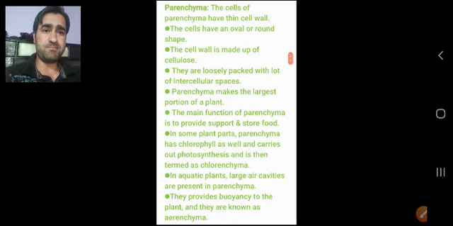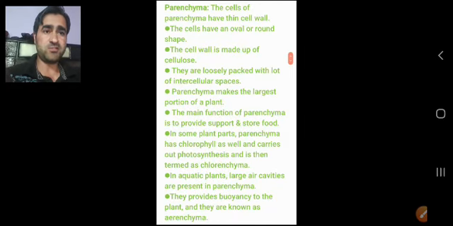The main function of parenchyma is to provide support. It not only provides support to the plant body, but it also helps in the healing and repair of tissues, and also stores food. As I showed you, there are large vacuoles. They not only store starch but also some oils that are required by the plant body.